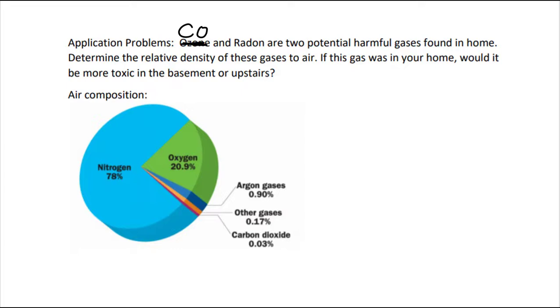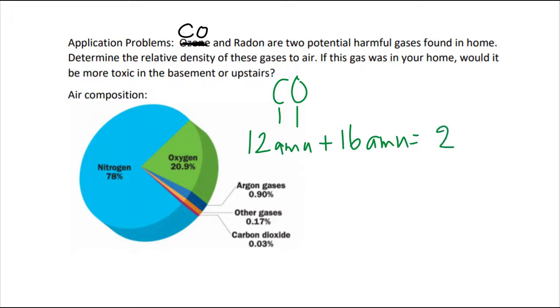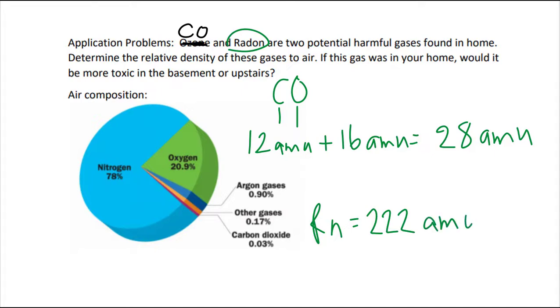Well, if we look at carbon monoxide, which is CO, we need to look at the periodic table and figure out what the mass of carbon monoxide is, or of carbon and oxygen. Carbon has a mass of 12 AMUs, plus oxygen, which is 16 AMUs. So that would give us 28 AMUs for carbon monoxide. And then if we look at radon, if we find that on the periodic table, radon's mass is 222 AMUs.